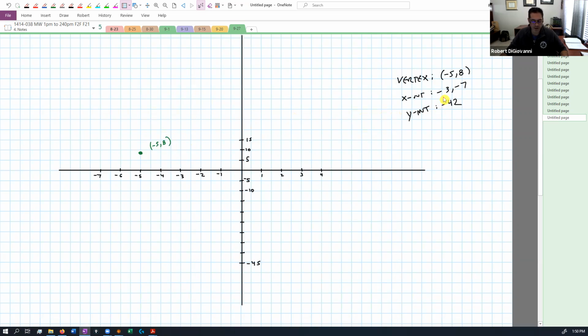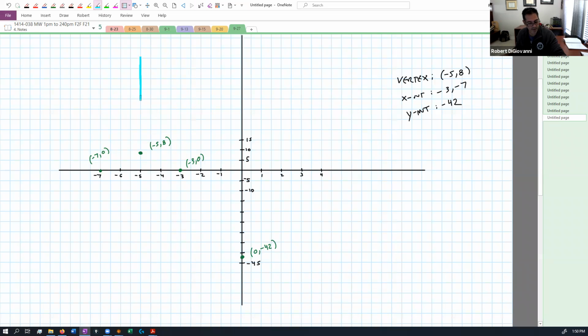And then my x-intercepts are at -3 and -7. So I have an x-intercept here, -3, 0. And at -7, right there, -7, 0. I have a y-intercept down here at -42, which again, I'm going to kind of eyeball here. 0, -42. And that's it. That's everything I should need to draw it.